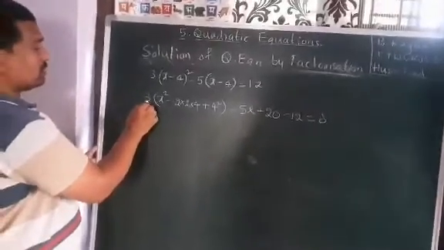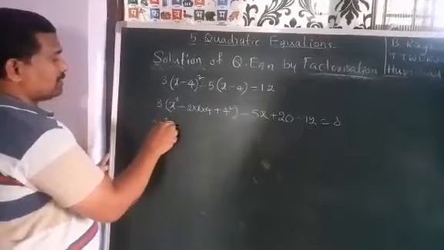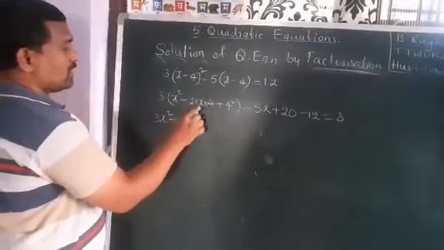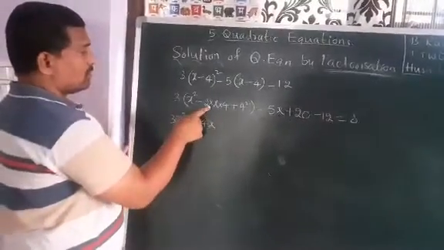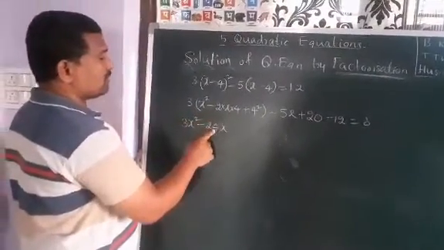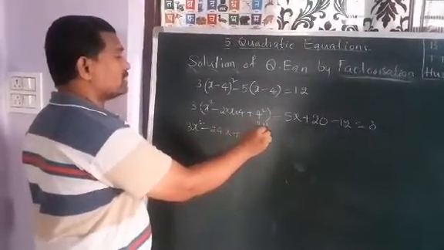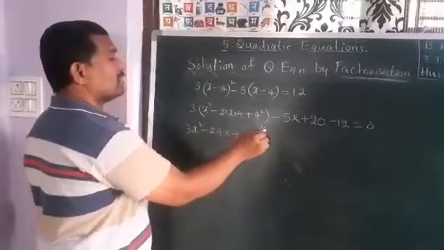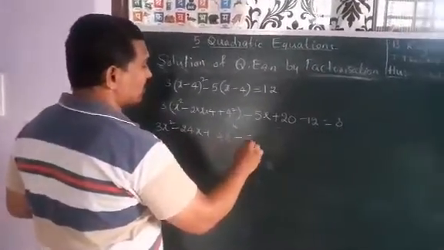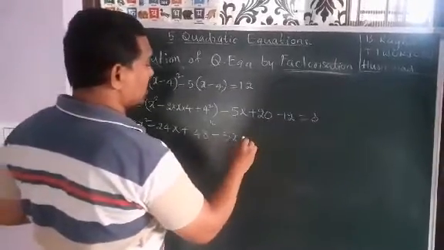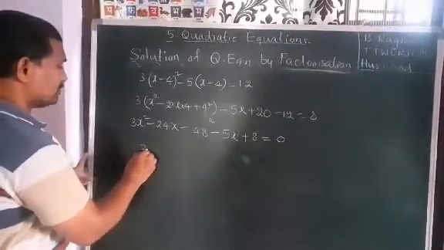So now multiply with 3. 3 into x square, 3x square. 3 2s are 6, 6 4s are 24, x. Okay? Plus 4 square. 4 square value is 16. 16 3s are 48. Minus 5x. 20 minus 12, 8. Equal to 0. So 3x square.